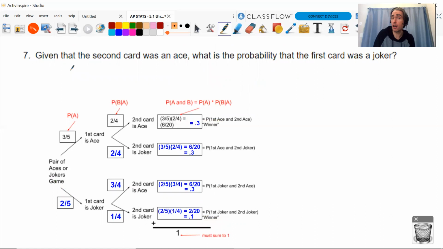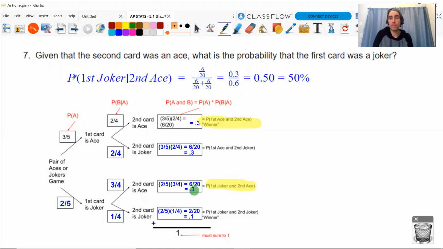25%. Question 7, given that the second card was an ace, what is the probability that the first card was a joker? So given that the second card was an ace, what's the probability the first card is a joker? So the second card is going to be an ace where? Well, right there and right there. So those probabilities are both 0.3. Now, out of those two 0.3s, one of them had the first card be a joker, and that was following this branch here, this 0.3 highlighted in green. So it's going to be half. It's the 6 out of 20 divided by the two 6 out of 20s added together, 0.3 out of 0.6, 50%.